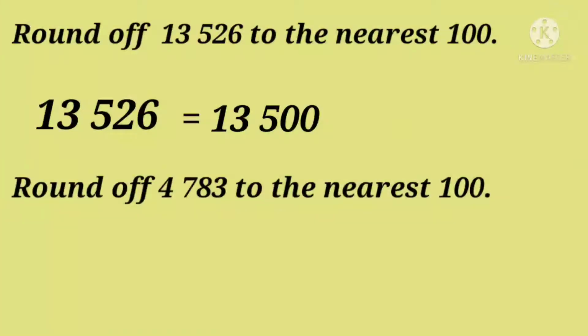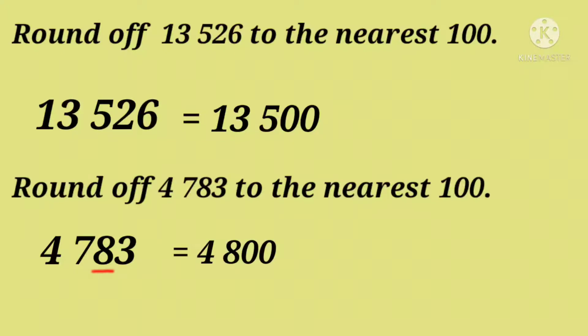But if we round off the number 4,783 to the nearest hundred, we find that the digit to the right of 100 place, that is tens place, is 8, which is more than 5. So both the tens and ones place will become 0 and the digit at the 100 place will be increased by 1 and all other digits will remain as they are. So we get the round number 4,800.